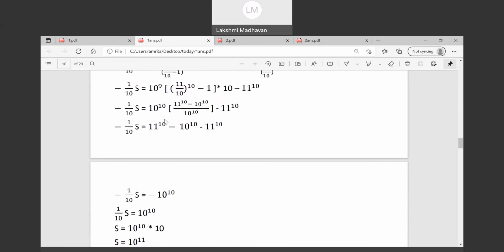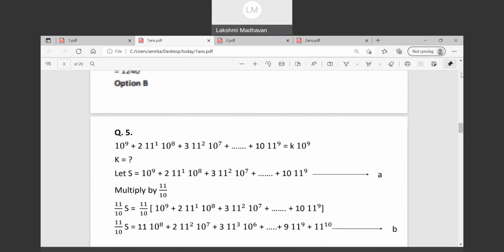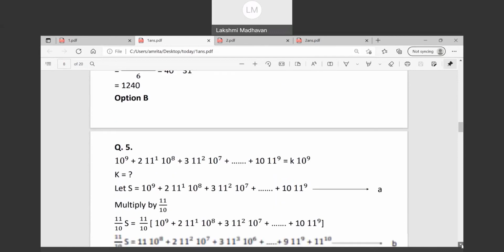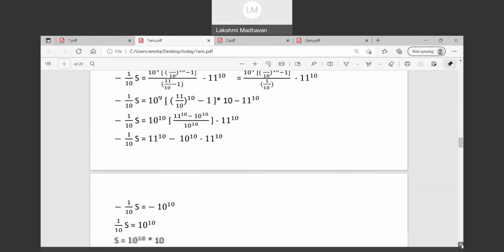So after solving these two terms will get cancelled and you'll have minus 1 by 10 S is equal to minus 10 raised to 10. So S will become 10 raised to 10 multiplied by 10. So which becomes 10 raised to 11. So in the initial point, what we have assigned is whatever is given in the question, we have assumed that this term is S. Now we have the value of S for this question. We are just going to substitute the value of S with K multiplied by 10 raised to 9. Then we'll be able to find out the value of K.